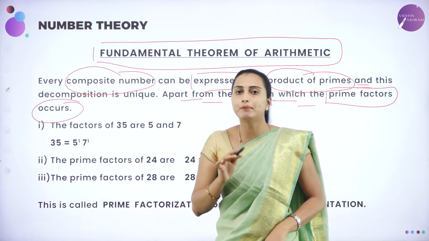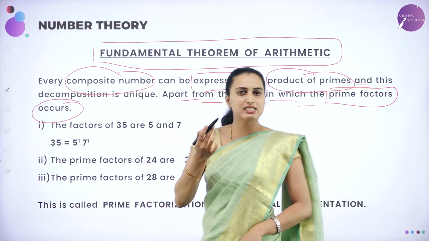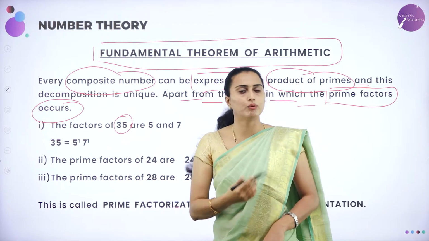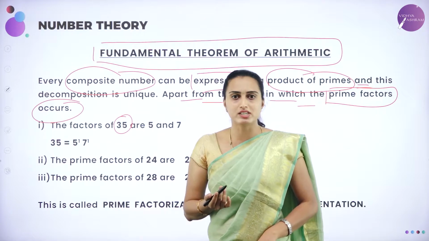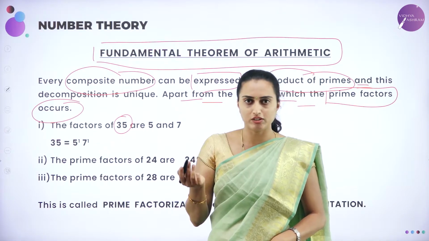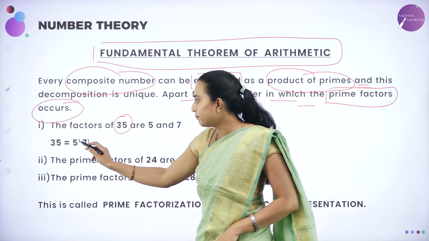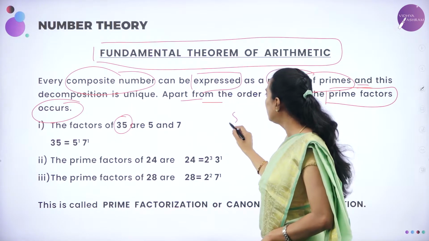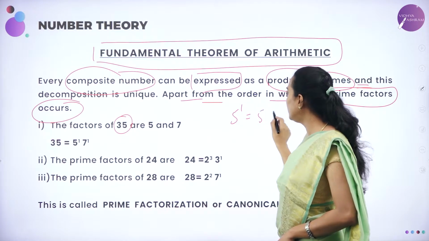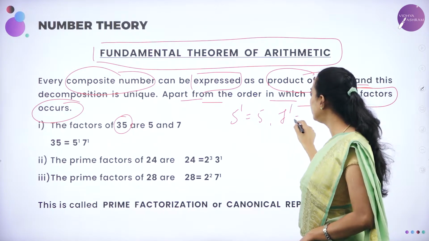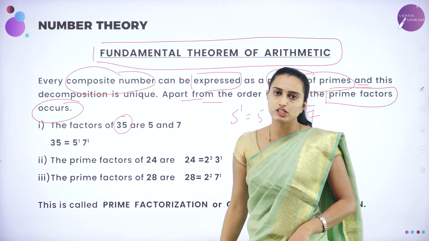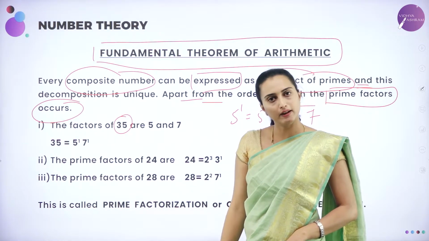Now, what is the example I can take here? I have taken a simple example, which is nothing but the factors of 35. What are all the divisors? 5 into 7. So, we are going to write it as 5 power 1, 7 power 1. What is 5 power 1? 5 power 1 is 5 only. What is 7 power 1? It is 7 only. Correct? 5 into 7 gives you the number 35.